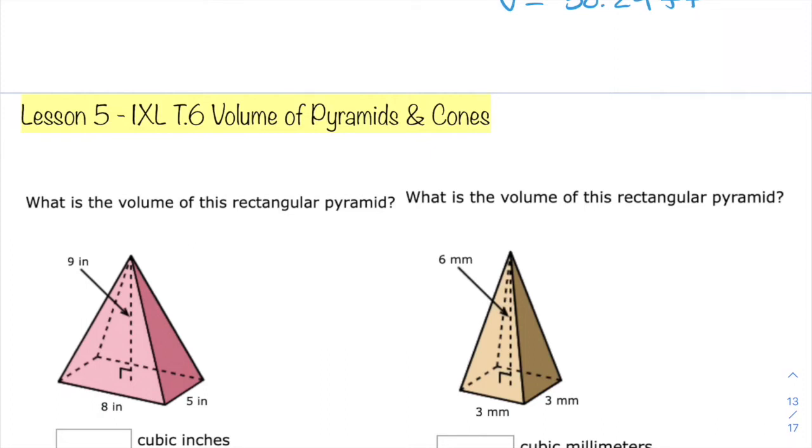Hello class, welcome to the last lesson for Unit 12, Lesson 5, which is IXL T6, Volume of Pyramids and Cones. This is very similar to the last lesson, Lesson 4, Volume of Prisms and Cylinders. The difference is that the volume formula is not base times height, it is 1/3 base times height. So it's the same thing that we did before, but no matter what, we're going to have to divide our final result by 3. Okay, we do have to ask ourselves what the base is.